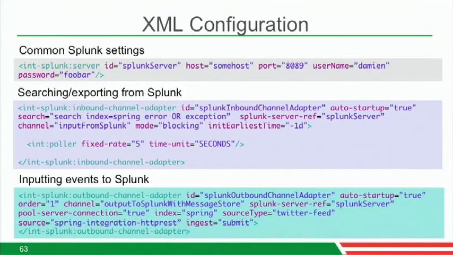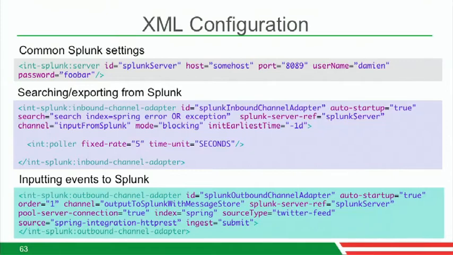It has a very simple XML configuration. The Splunk descriptor is quite simple. We can specify our common Splunk settings for connecting to Splunk: where our Splunk indexer lives and what port we're connecting to. This is always the default management port for the REST API in Splunk, but you can change this to whatever you want. And obviously our authentication information.